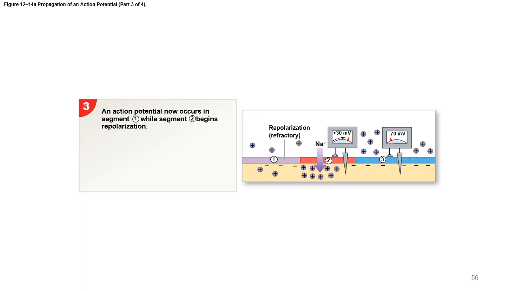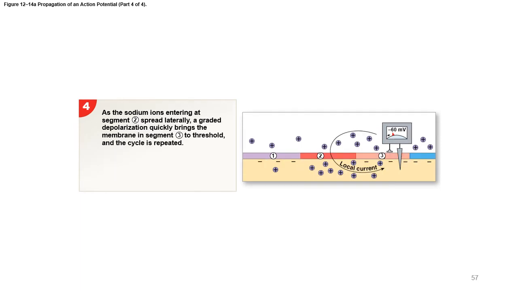So here you have a repolarization, which is refractory, and then you have a hyperpolarization here, and then it's going to depolarize here. It's just going to keep traveling down the membrane like that. So it's just a vicious cycle. It just keeps depolarizing down the membrane, triggering voltage-regulated ion channels to open, and then it repolarizes behind it.